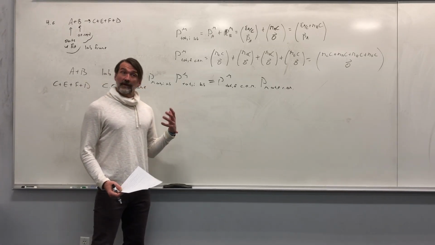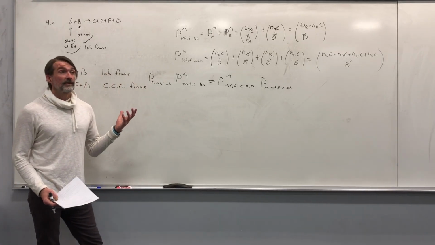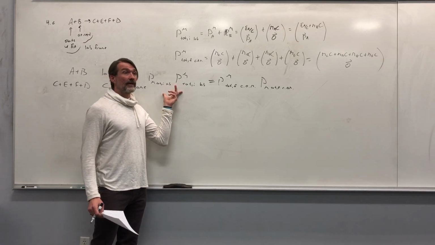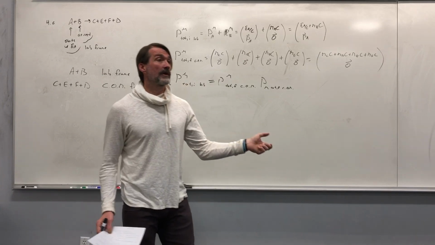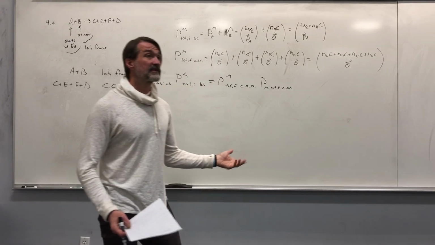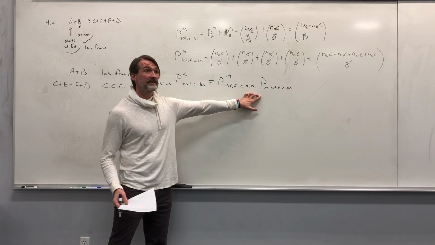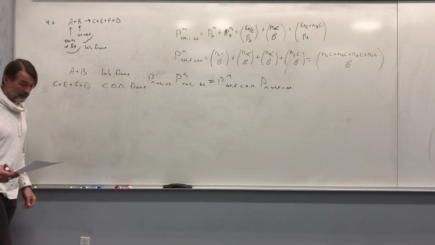So this is a trick that is often used in these calculations. You consider the invariant structures, and then you can connect one frame to another freely, because it's invariant. So I can write whatever's happening in the lab is equal to whatever's happening in the center of momentum. Okay?